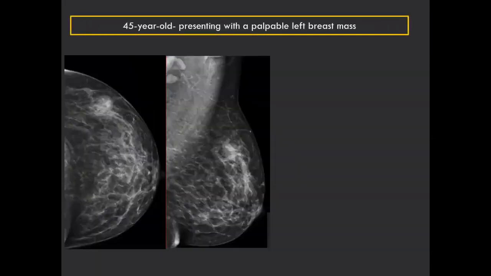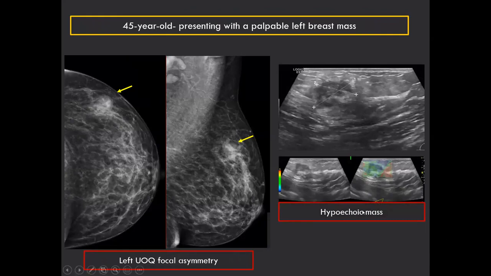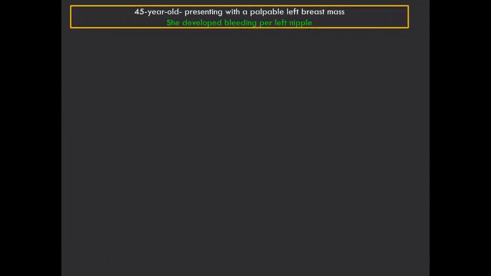This is another case. She's a 45-year-old presenting with a palpable left breast mass lesion. This was the ultrasound which revealed a hypoechoic mass lesion. She was managed with a conservative surgery, and this mass lesion was removed. On one of her follow-ups, she came again. It was an invasive duct carcinoma.